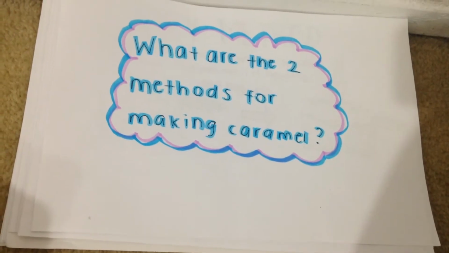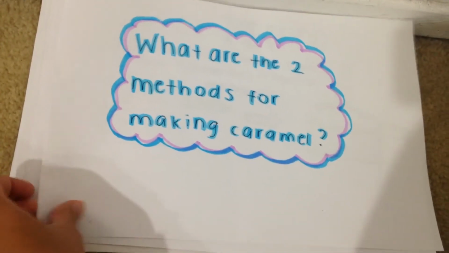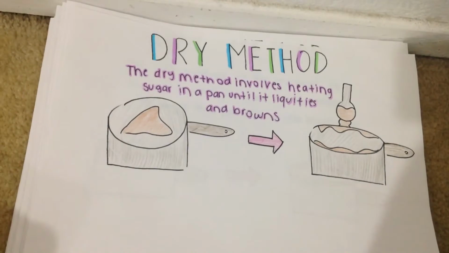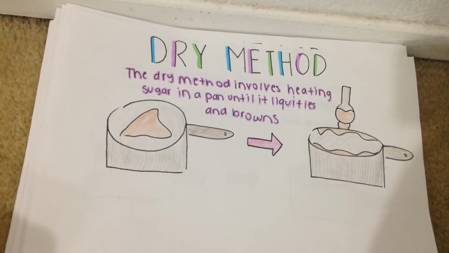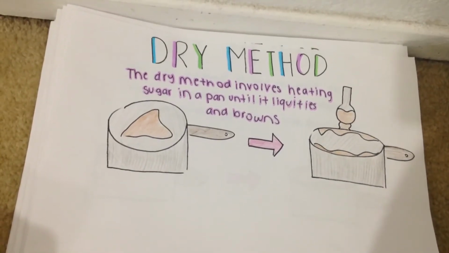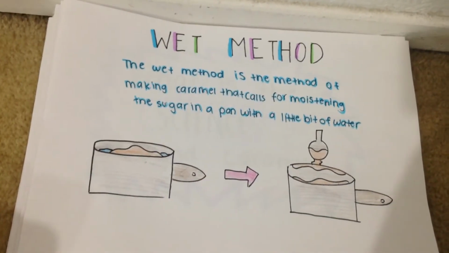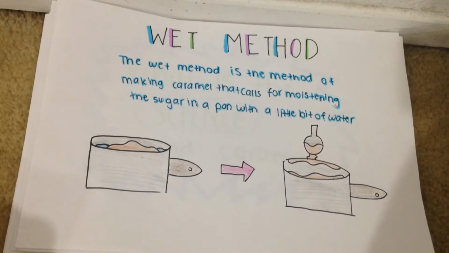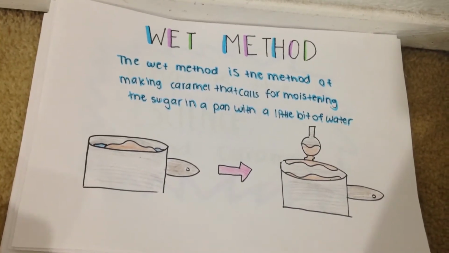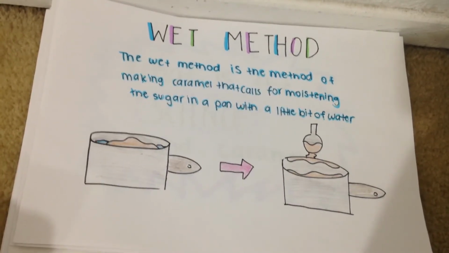What are the two methods for making caramel? One method is the dry method. The dry method involves heating sugar in a pan until it liquefies and browns. Another method is the wet method. The wet method is the method of making caramel that calls for moistening the sugar in a pan with a little bit of water.